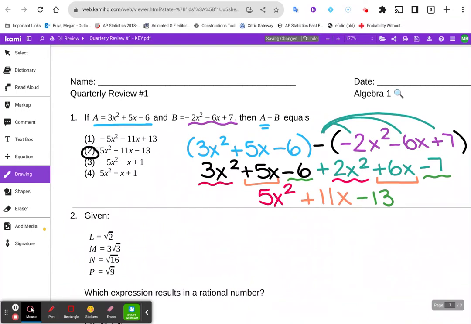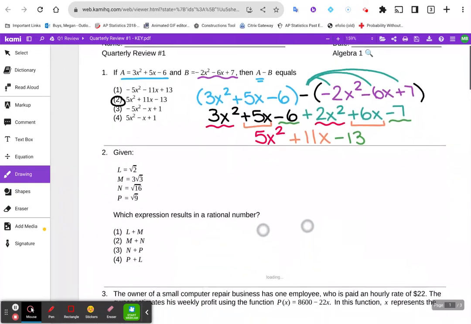And notice it's also written in standard form. So recall, standard form is when you write your polynomial from highest to lowest exponent. So the degree there would be 2, and my constant would be a negative 13, while my leading coefficient is 5. Just some fun vocab to remember.